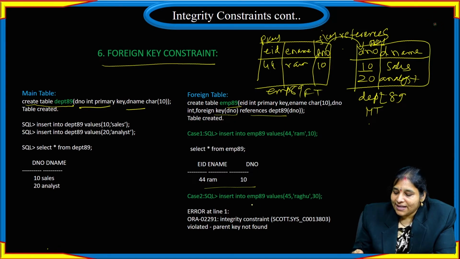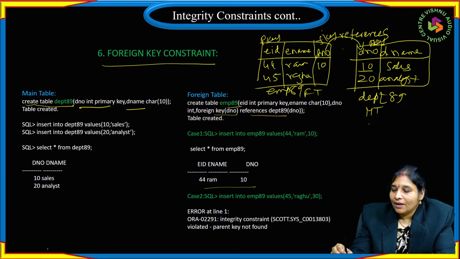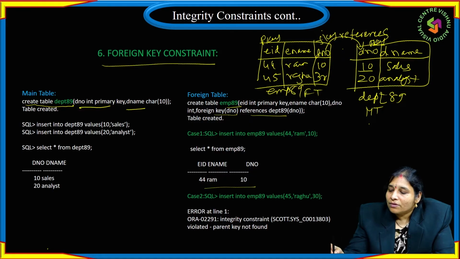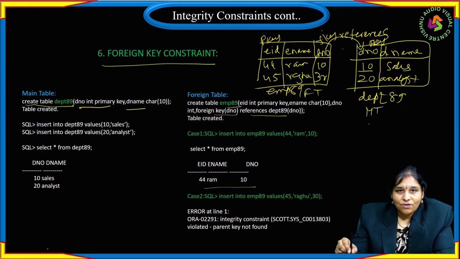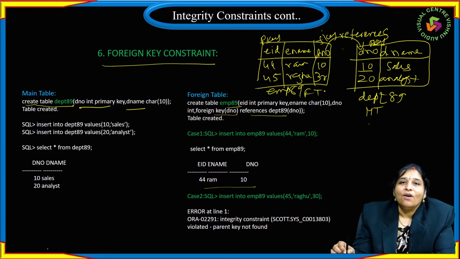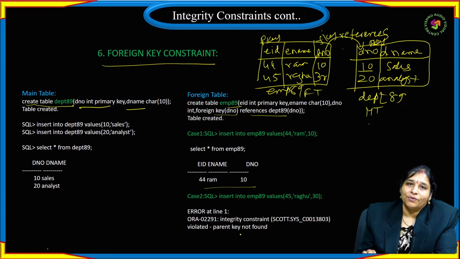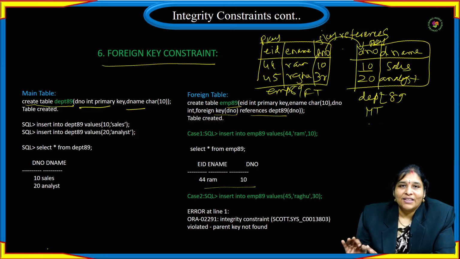Now, I try to insert one more row into Employee 89: 45, Raghu, 30. Now, my dear students, let me know whether this 30 can be allowed or not. If you observe carefully, in the main table, department 30 is not available. So, will it allow here? No, right? That means foreign key violation. Integrity constraint violated, parent key not found. In this way, we can check whether violations are happening or not.